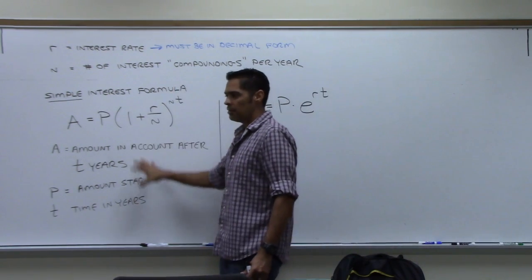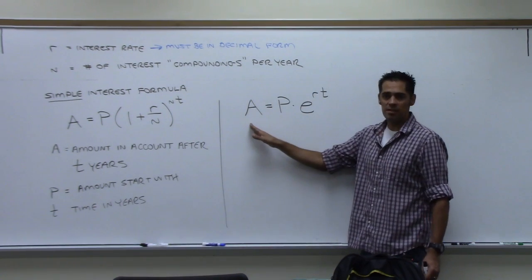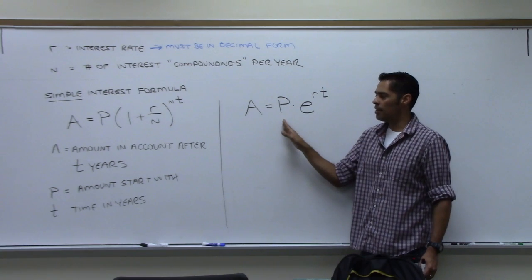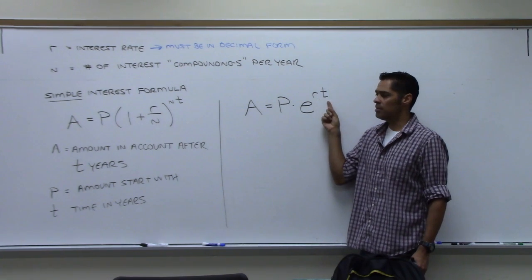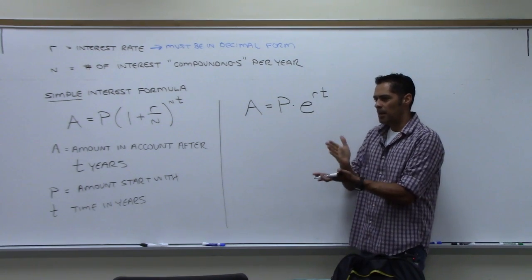That takes care of everything in this formula, right? In this formula, everything is exactly the same. A is how much is in the account after T years. P is how much you put in. R is your interest rate. T is time in years. And then you ask, well, how many times are they compounding it? That's what I was saying.